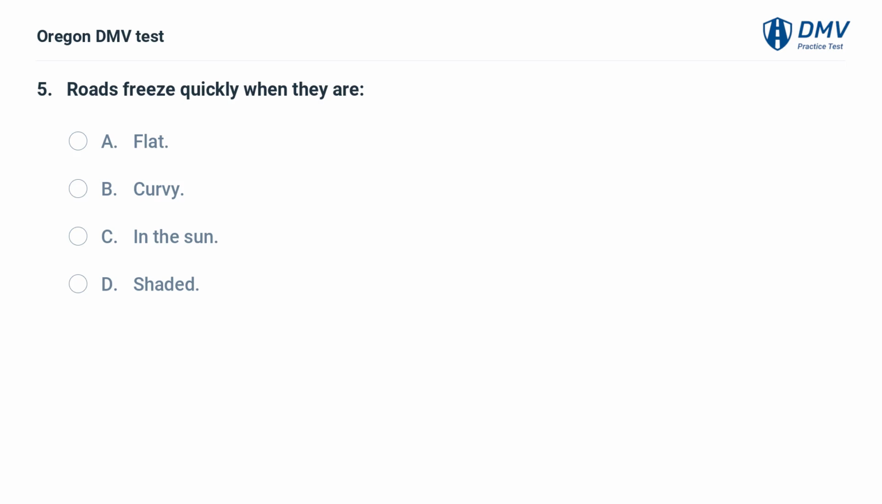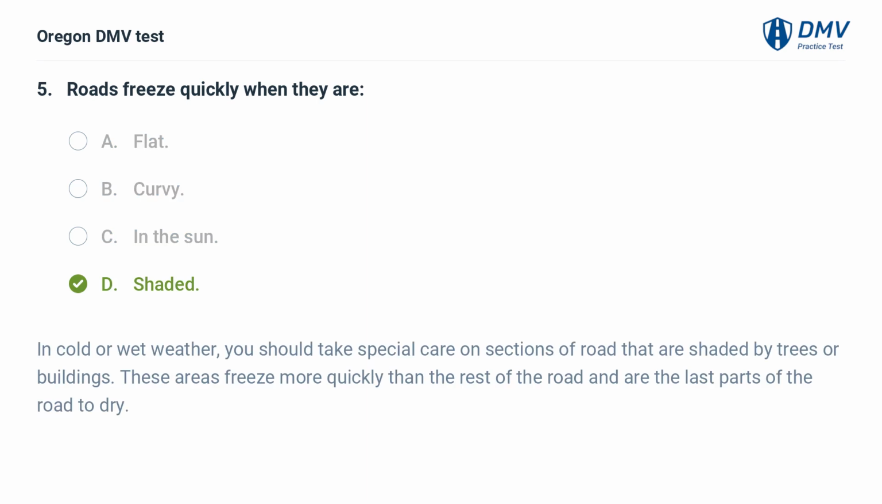Roads freeze quickly when they are A. Flat. B. Curvy. C. In the sun. D. Shaded. D. Shaded. In cold or wet weather, you should take special care on sections of road that are shaded by trees or buildings. These areas freeze more quickly than the rest of the road and are the last parts of the road to dry.